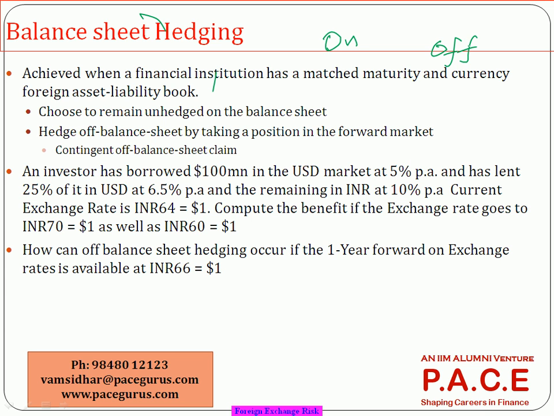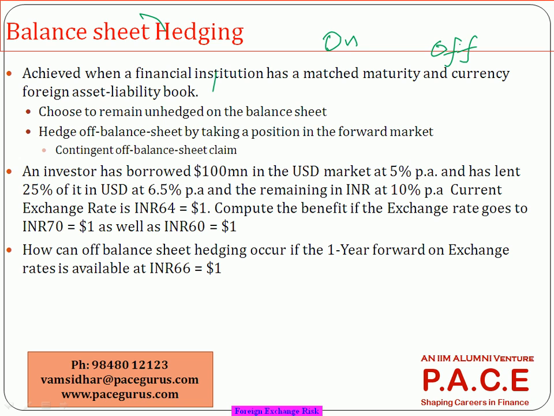So they sometimes feel it's better to remain a little bit unhedged on the balance sheet. Probably let there be 50 million in assets, 40 million in liabilities. If you have strong confidence that the dollar will appreciate rather than depreciate, why not take that extra advantage? In case it goes down, you can look at some other covering option. But if it is going to appreciate, why not take advantage of that?